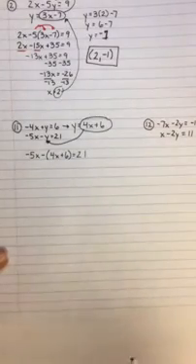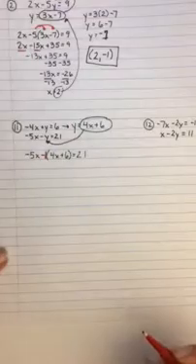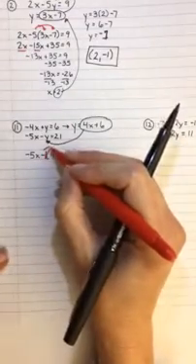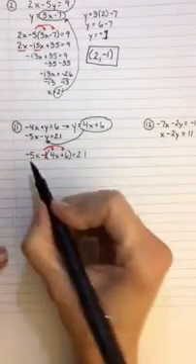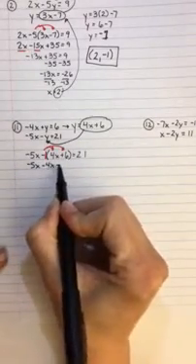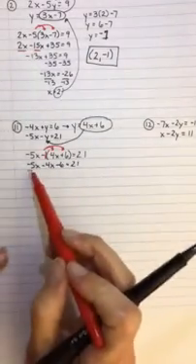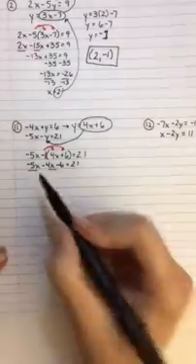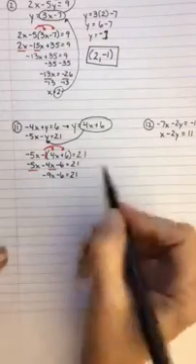I have to be careful to remember there's an invisible negative 1 in front of the parentheses. So I'm going to distribute that negative 1, or distribute that negative sign. And I get negative 5x minus 4x minus 6 equals 21. Combine my like terms. Negative 9x minus 6 equals 21.